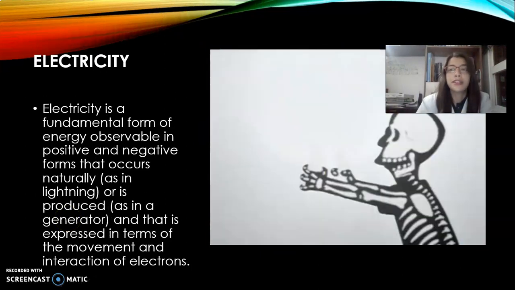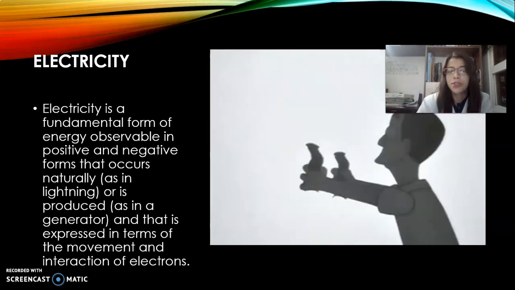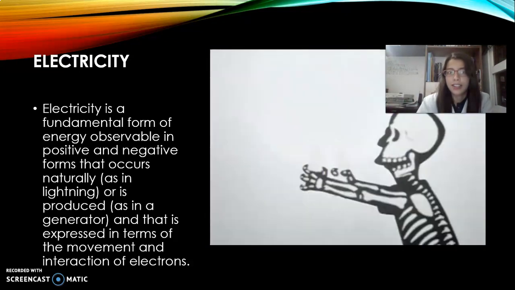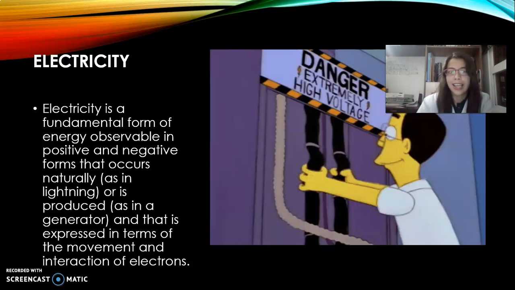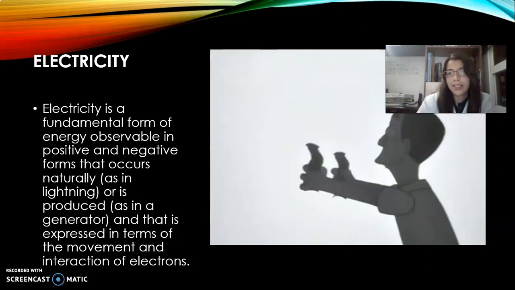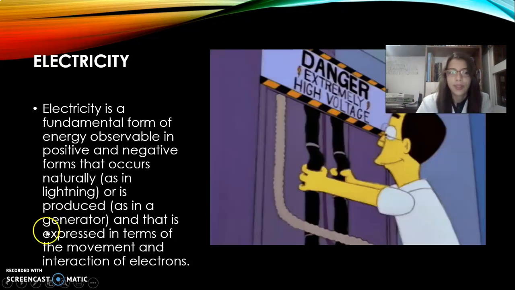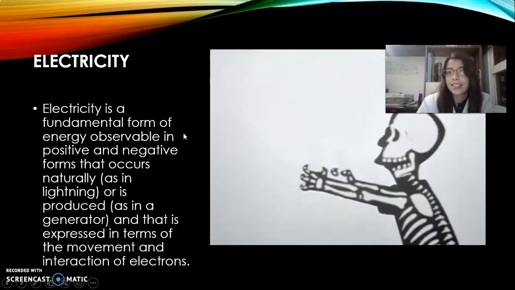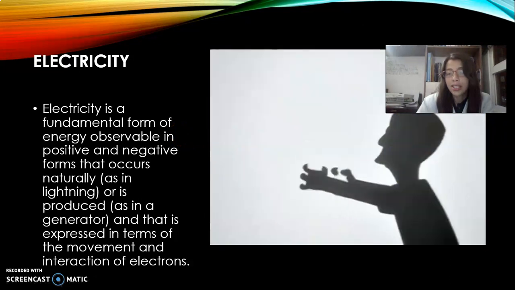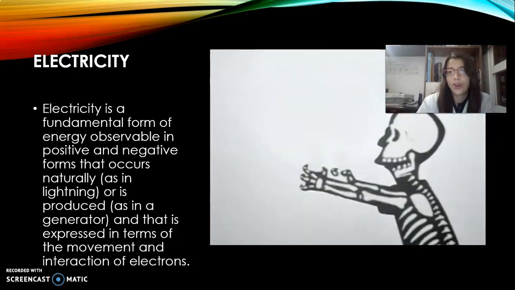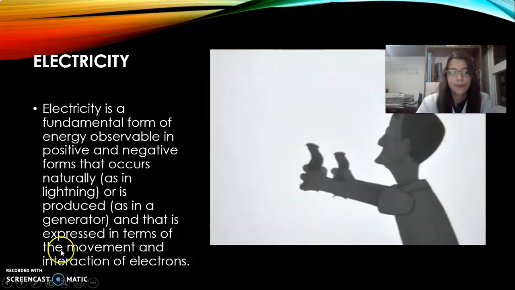Electricity is a fundamental form of energy. It's observable in positive and negative forms and occurs naturally and artificially. Naturally like lightning, or artificially in different elements like cell phones, cameras, light bulbs, etc. Electricity is the flow of electrons, small particles with negative charge that are present in all the matter around you.